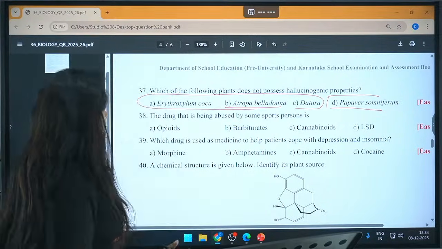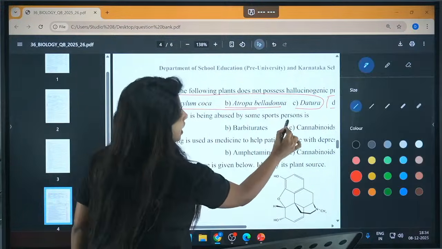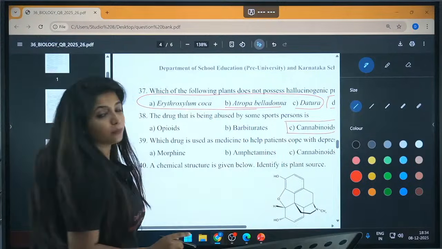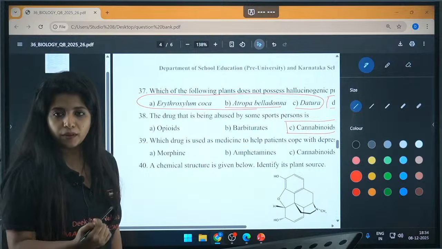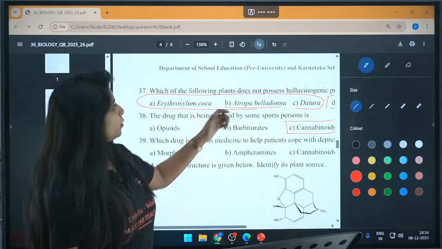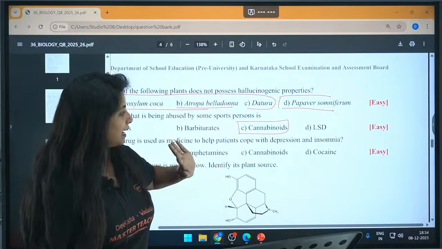Is it C? What is C? Cannabinoids. I told you while talking about cannabinoids that this is a drug that is being abused by sports people. They usually take it. So it's not opioids, it is not barbiturates, it's not even LSD.